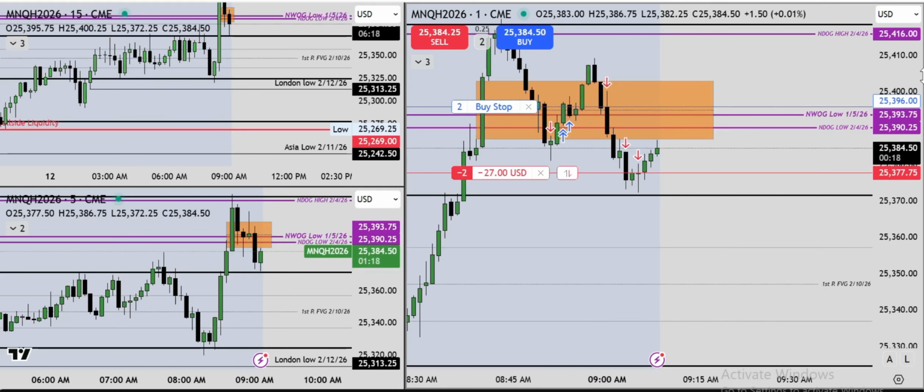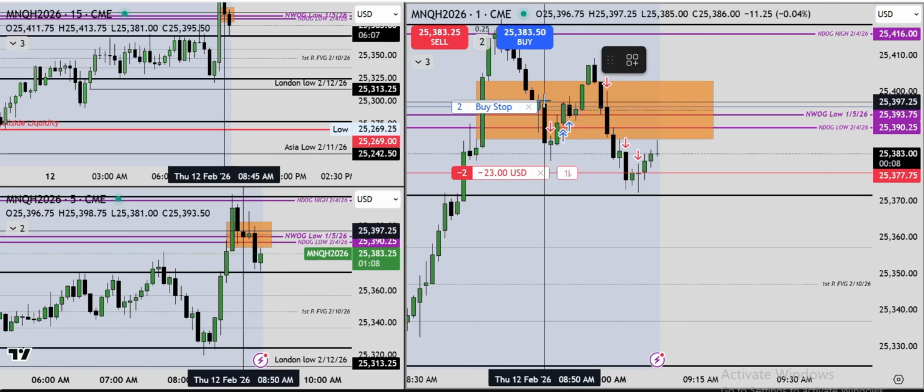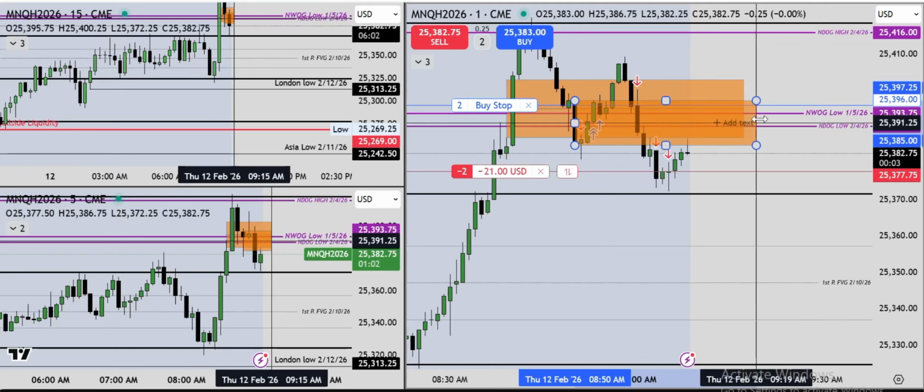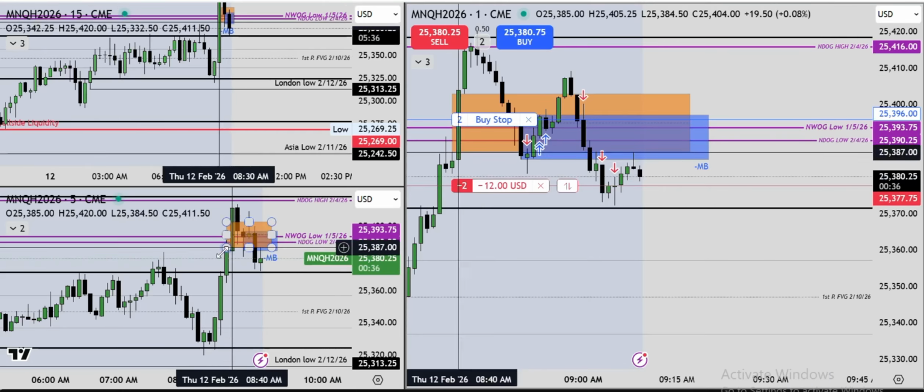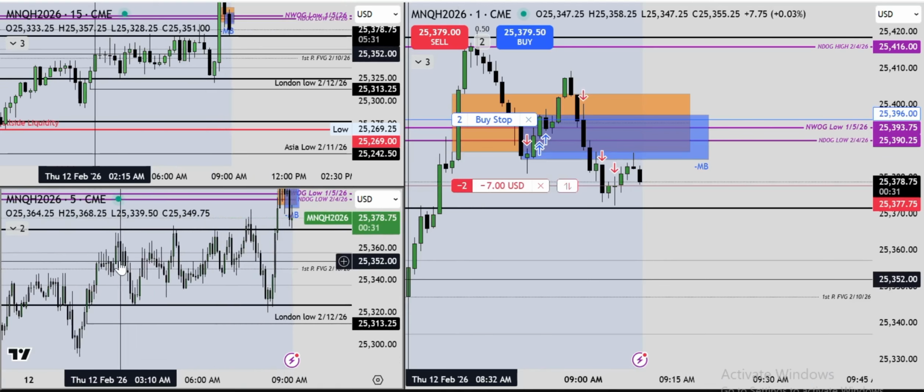I'd entered short prior to this and got stopped out, and then I accidentally entered buy, so I exited my position. So a little sloppy execution as my first attempt, but eventually got it right. So there I labeled a mitigation block.